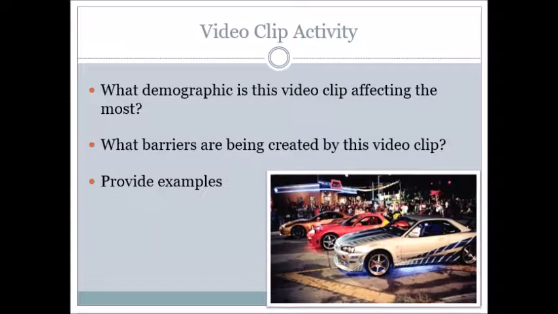So now we are going to play a very relevant video clip from the film Too Fast, Too Furious. During the clip, I need you to identify what demographic the video clip is affecting the most, and then what barriers are being created by the video clip, and then look to provide some examples throughout the clip reflecting your decisions.